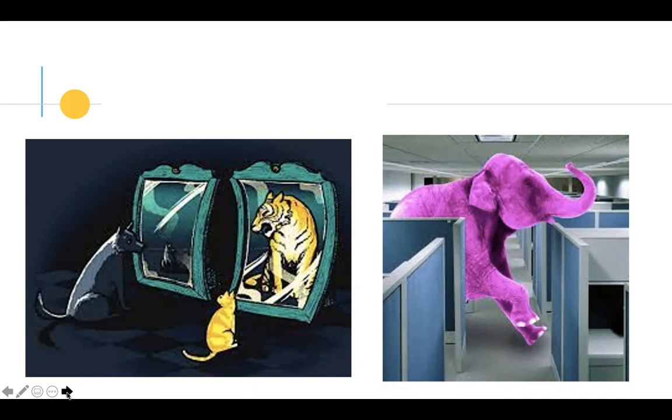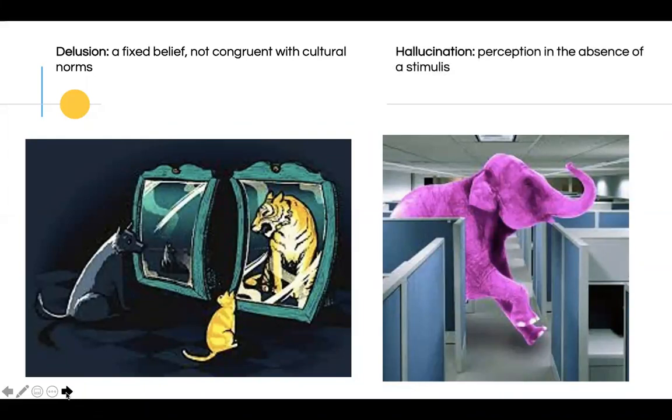So if I say it's a fixed belief, I'm talking about the left-hand side. Oh, yours is let the cat out of the bag, as it were. So delusion is a fixed belief. So as you can see, this little cat here thinks that they are a massive lion or a tiger. So it's essentially a fixed belief. And on the right-hand side is a hallucination, so the perception in the absence of a stimulus. And hallucinations can be visual, they can be gustatory, so taste, or they can be olfactory and smell as well.